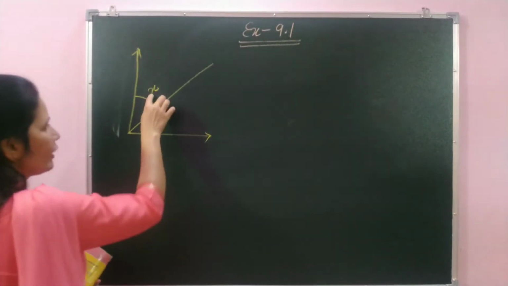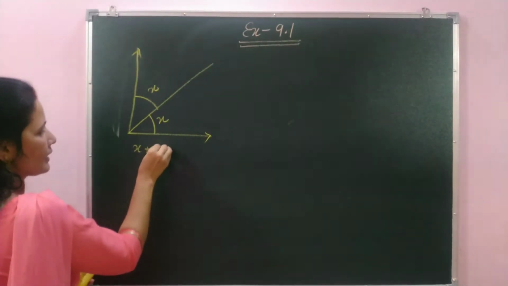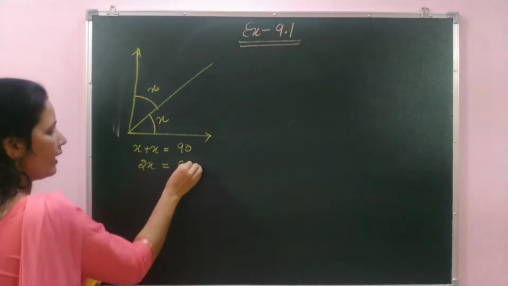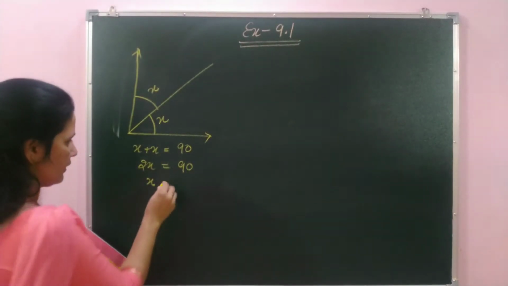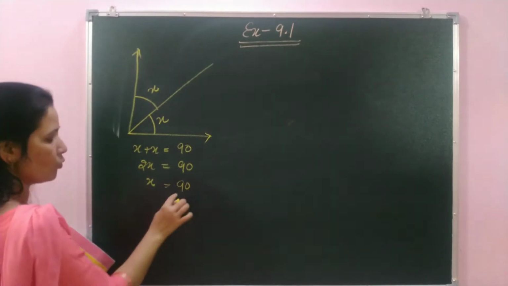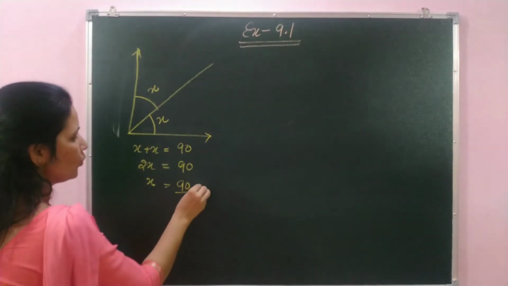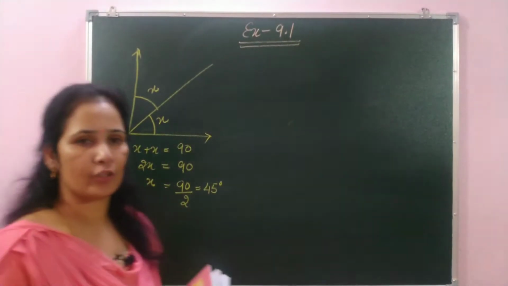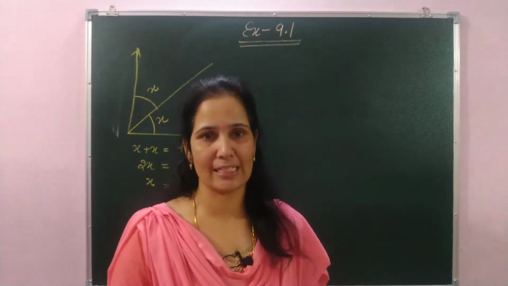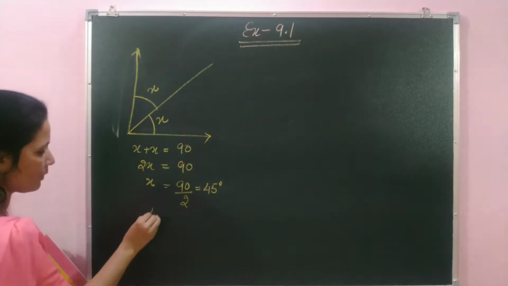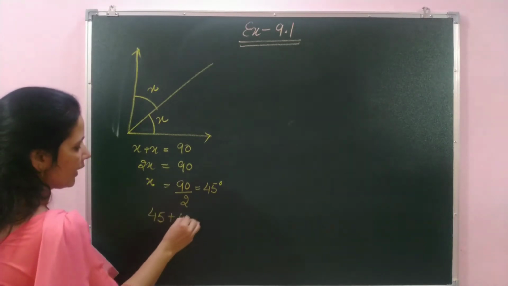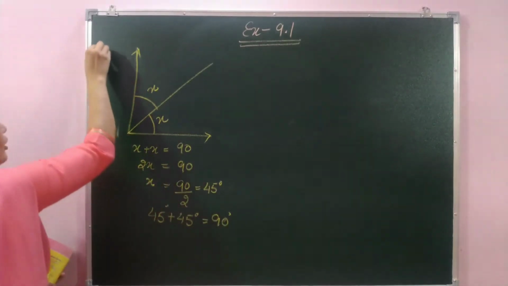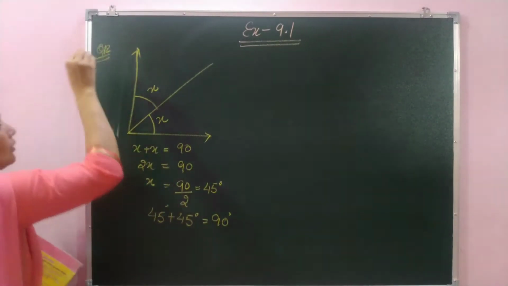Okay, and we know very well the sum of the two angles is x plus x, that means 90 degrees. So 2x equals 90, and to find the value of x, this 2 shifts to the right side and we divide by 2, that means 45 degrees. So students, here we can write that the angle 45 is the complement of itself, because 45 plus 45 means 90 degrees. This is our question number 12.